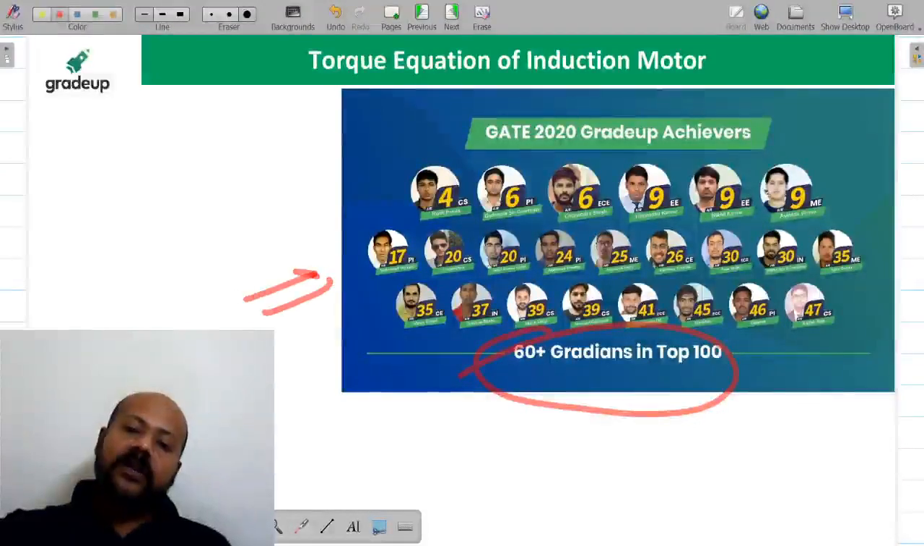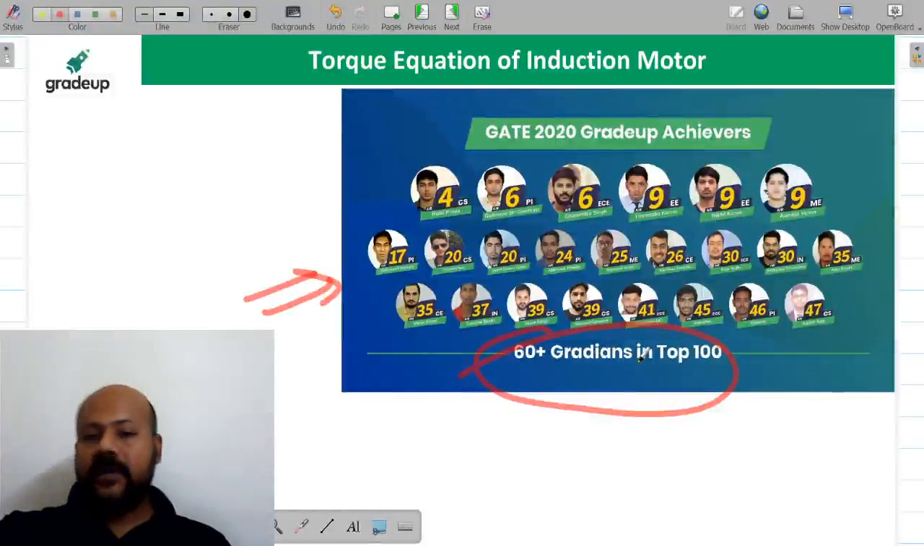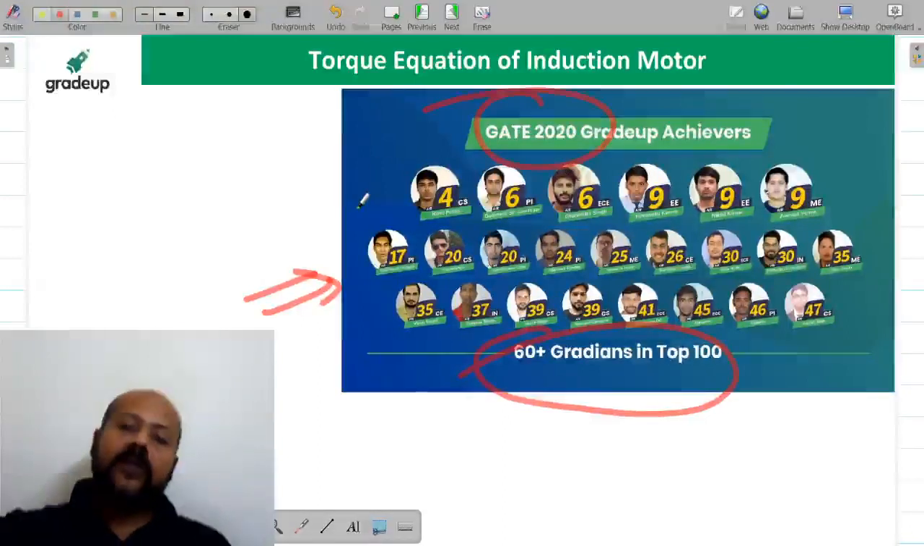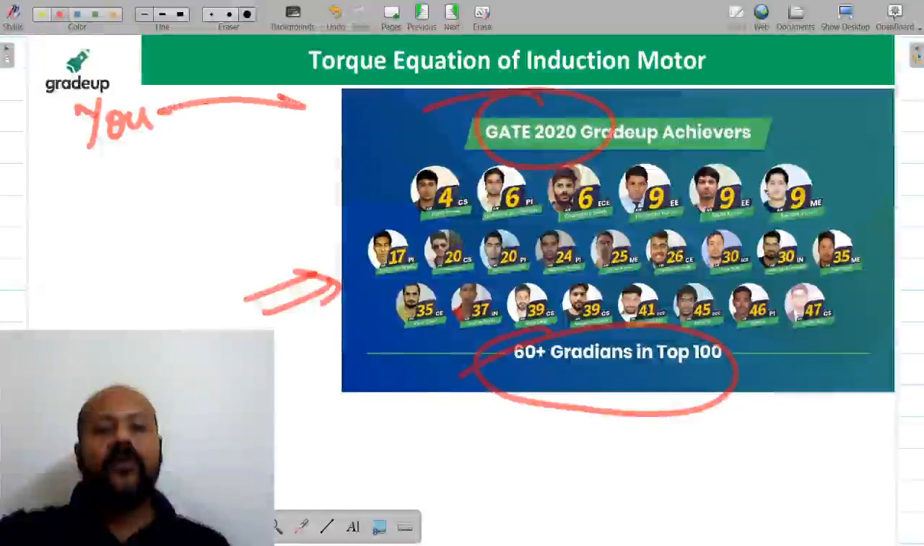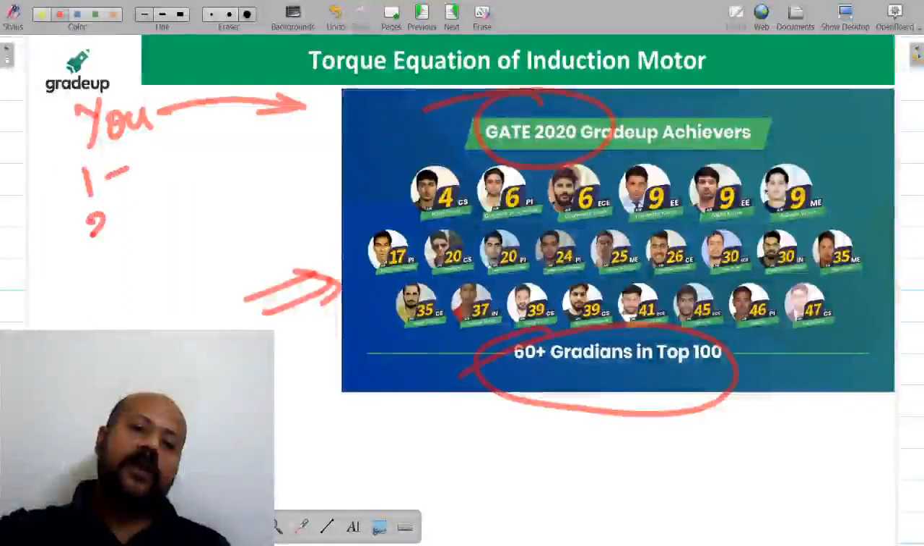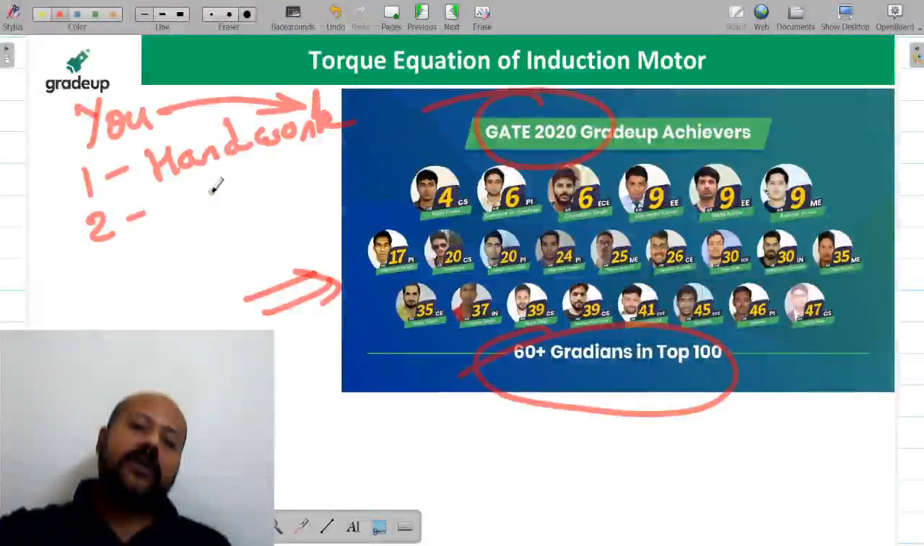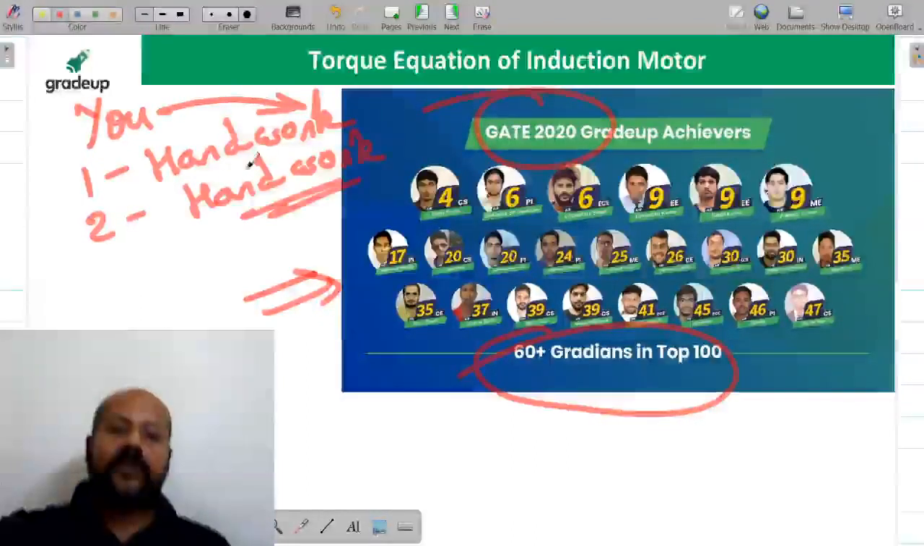Now this slide tells you there are 60 plus Gradeup students in the top 100 in the GATE 2020 examination, and I have already told you that if you want your photograph to be in this panel, then you have to do two things. Number one is hard work, and you all know what is number two. Number two is again hard work.